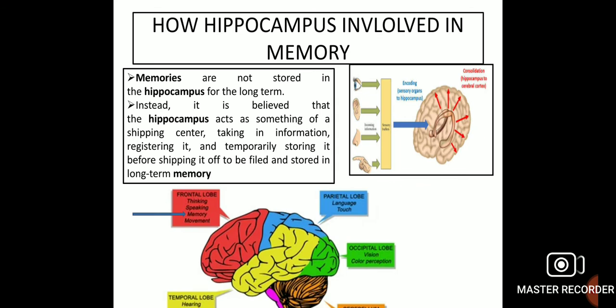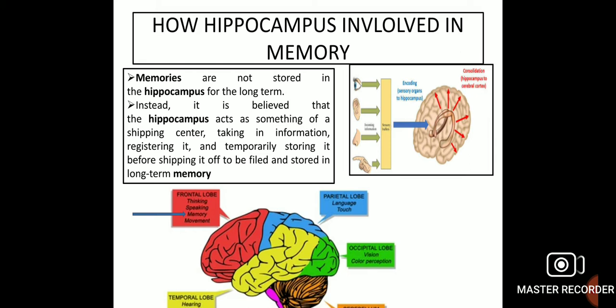So how is the hippocampus involved in memory? Memories are not actually stored in the hippocampus for the long term. Instead, it is believed that the hippocampus acts as something of a shipping center. It takes information, registers it and temporarily stores it before shipping it off to be filed and stored in long term memory.